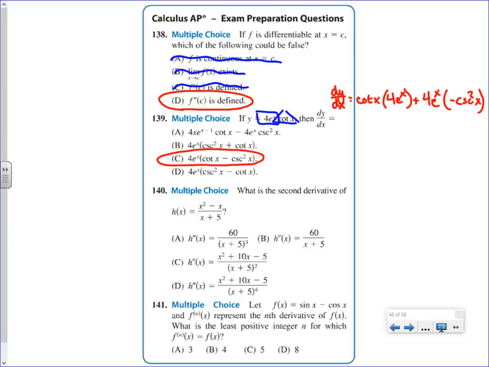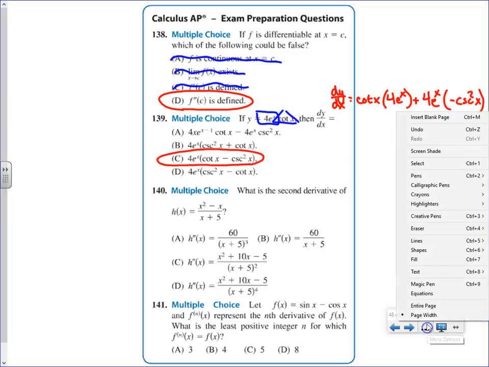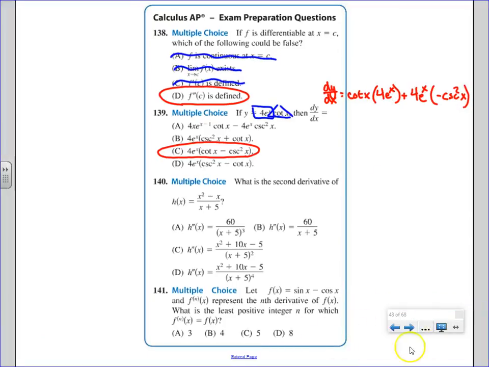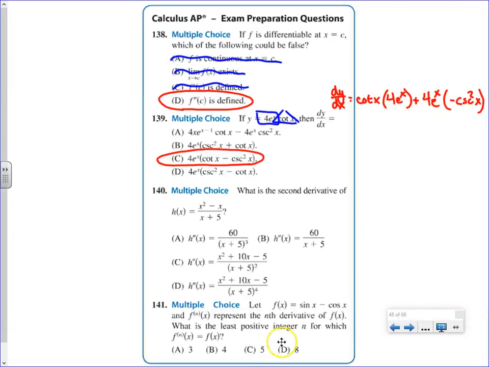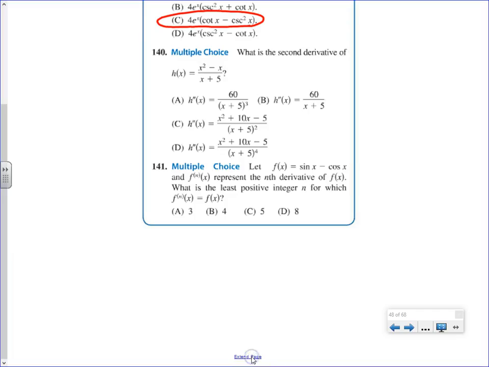Okay, number 140. What is the second derivative? We talked about this just a second ago. How do we find a second derivative? Derivative is the first derivative. You go once, and then you go again. So h prime, what's the only legal way of progressing with this problem? Seeing it as a quotient.